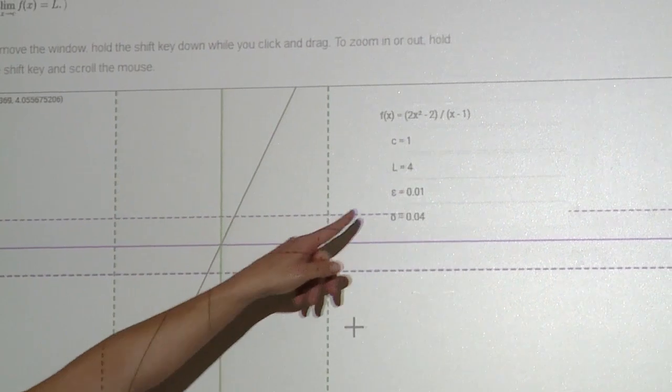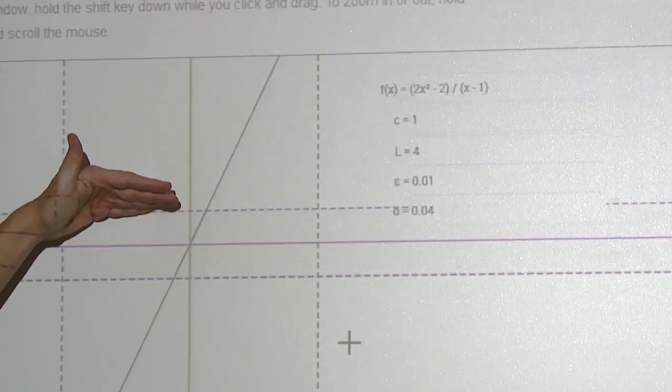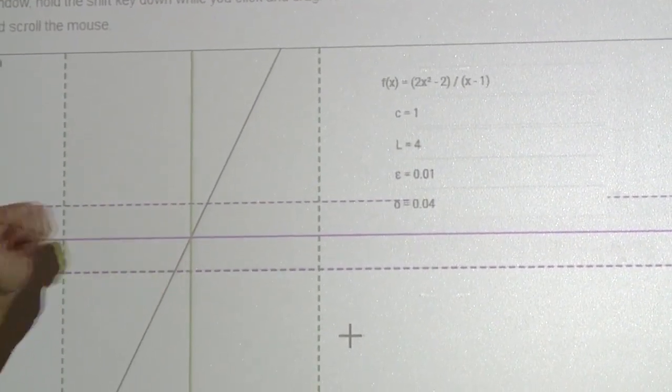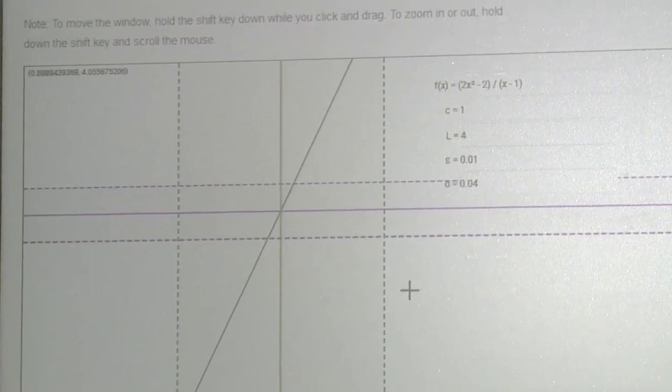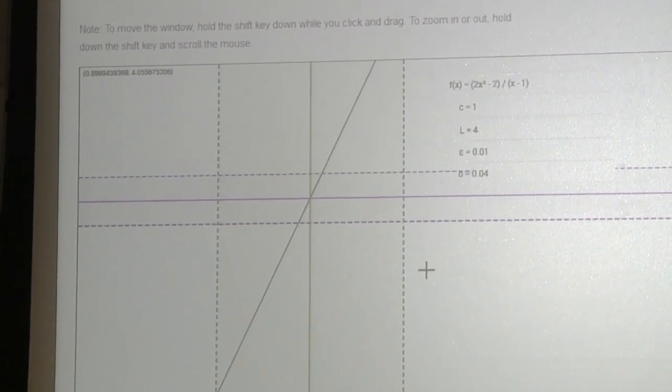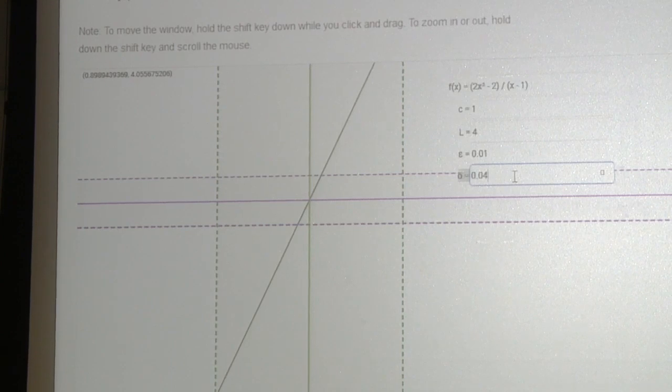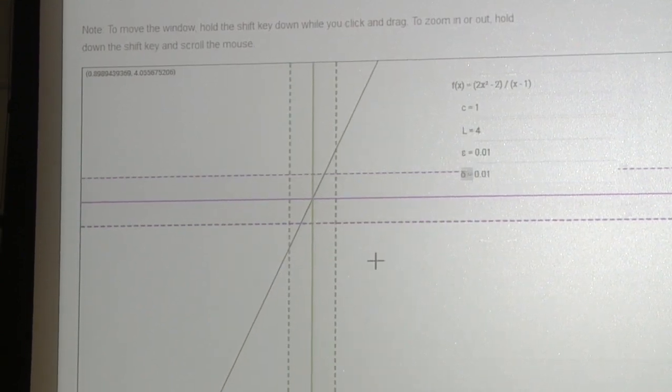So now if epsilon is 0.01, we're going between 4.01 on the y-axis and 3.99. That's where he's asking us to stay. He or she, who knows. So let's see. If delta is 0.01, does that work?